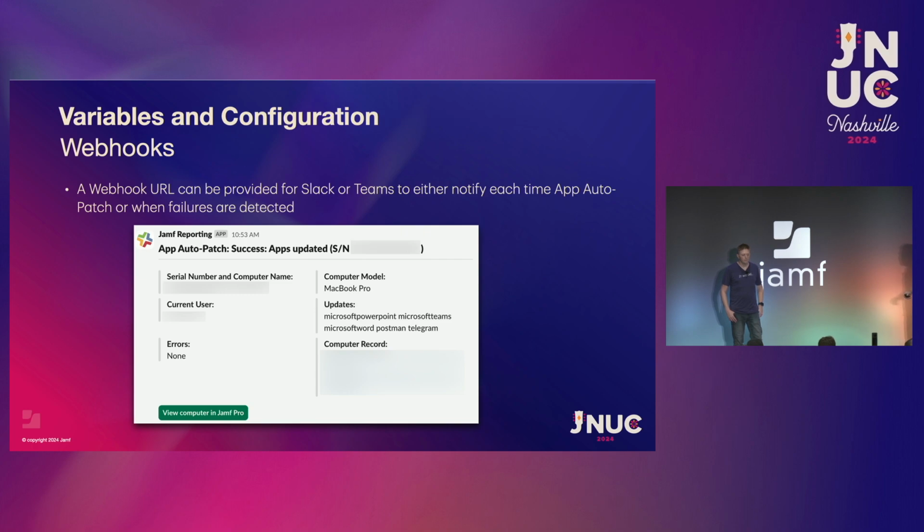Here is an example, a screenshot of what one of these notifications configured for Slack looks like. Obviously you can configure whatever information you want to populate here, but we put in the serial number and computer name, the model of the computer, and the user. If there were any errors, they'd be there. Then the updates that were processed, and the computer record. This is unique, so the computer record will just be a hyperlink to the actual computer record in your Jamf Pro instance. So it's super easy to click in there and start diving into what's going on with that machine.